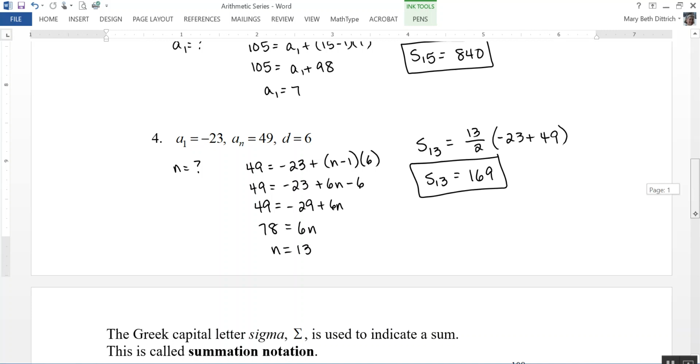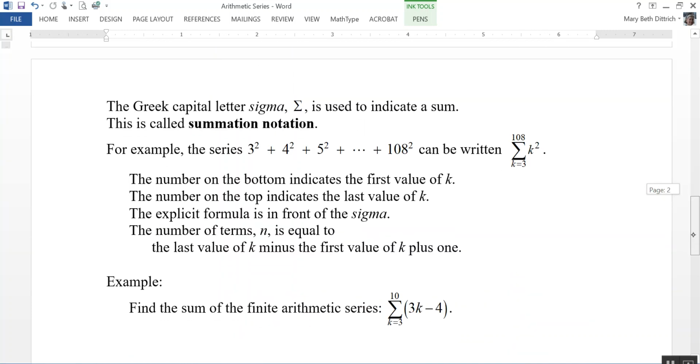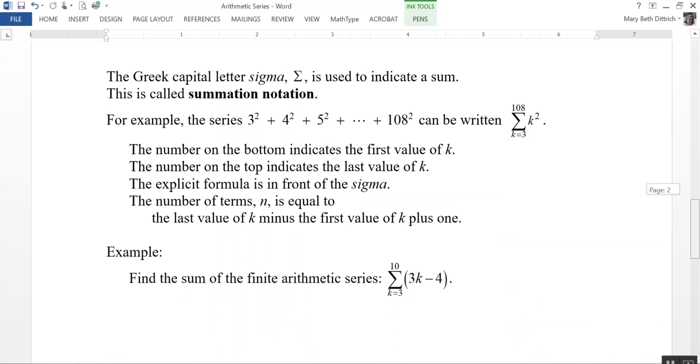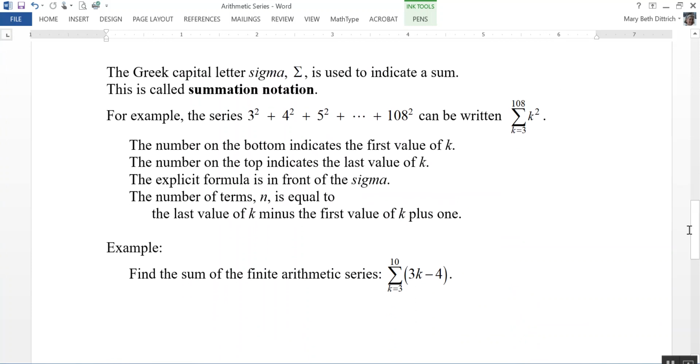Now, one additional thing we want to take a look at is another way to write a sum, and that's called summation notation. It uses the Greek capital letter sigma, which is an S, and it looks like this, and that's used to indicate a sum. I know you've probably seen this in popular culture used to represent an E, but it's actually an S, a capital S in Greek. And this is called summation notation.